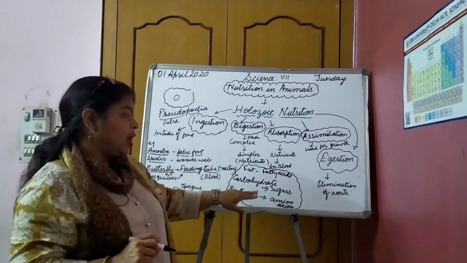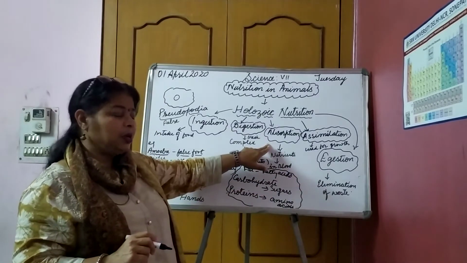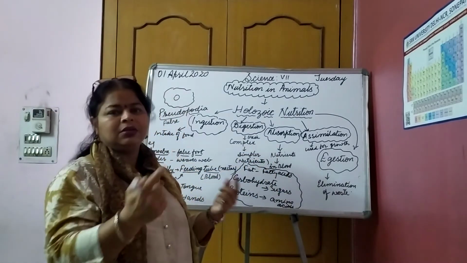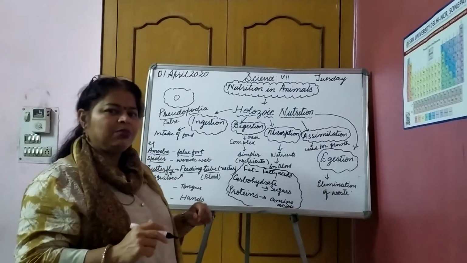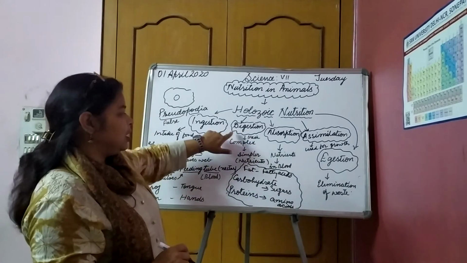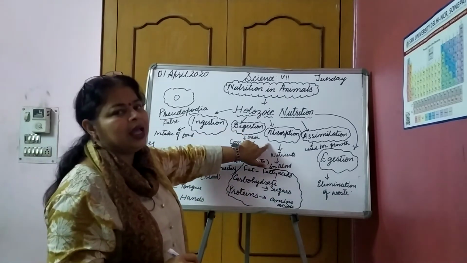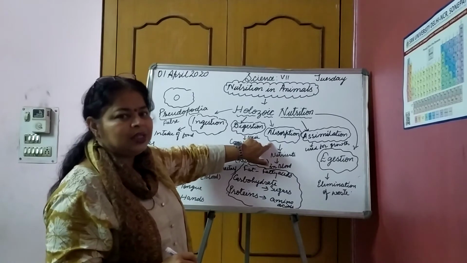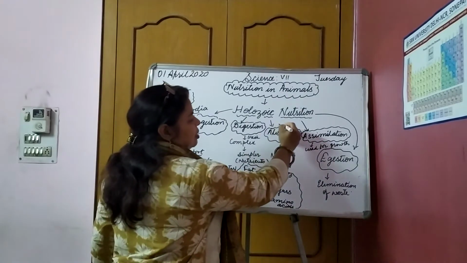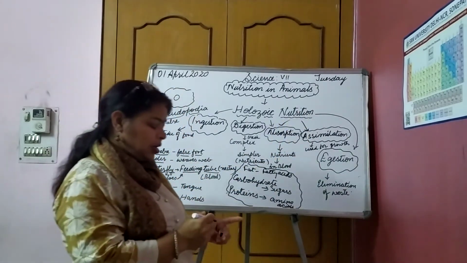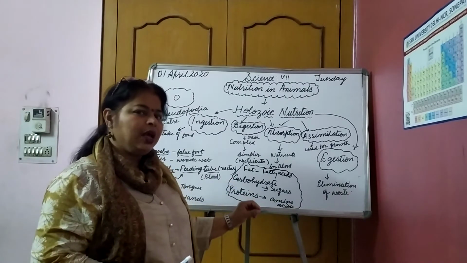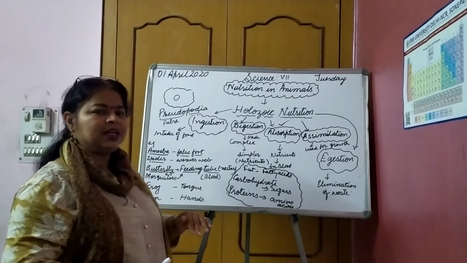After this has been sent into the blood, these nutrients get mixed up in the blood and are sent to various places in the body wherever the requirement is there. So this digestion is followed by absorption. What is this? Sending of nutrients into the blood. This phenomenon is called absorption. After the nutrients have been absorbed in the blood, what happens next?